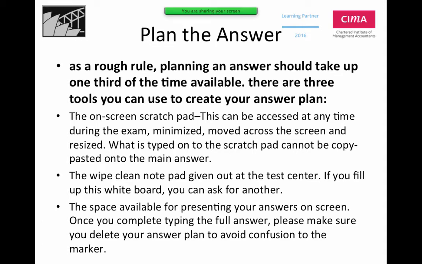On that itself, you can do your planning. But remember to clean it up before you submit everything, because the examiner might get confused and not know whether this is part of your answer or not. So it's best that you clean it up. So there are 3 spaces where you can plan your answer. You need to plan your answer. I cannot emphasize how important this is. This kind of practice will be really good even at the strategic level. This will help you.